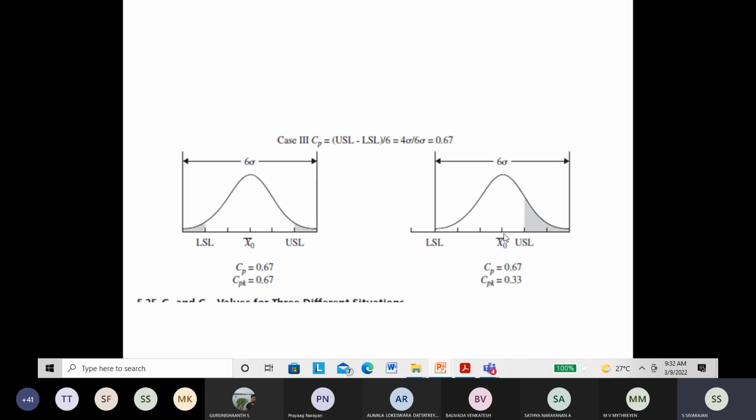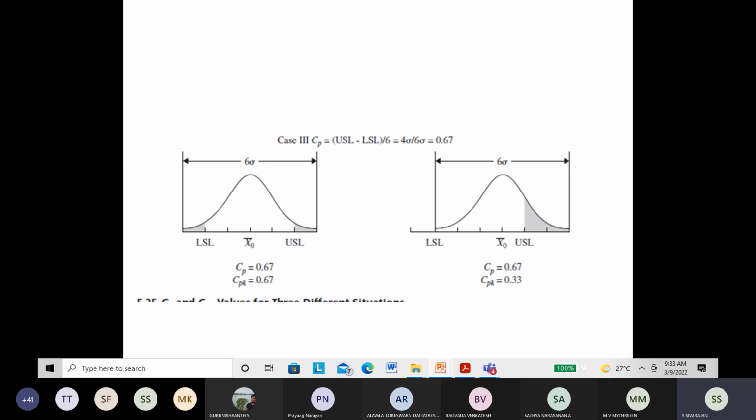Here in this case, only 1 sigma, 0.33. X naught to USL, 1 sigma by 3 sigma, 0.33. Here from the lower limit, 3 sigma by 3 sigma, 1. We have to take the lower value, 0.33. So this is case 3. But obviously we can see the specification limits. Outside the specification limits, we are having some distribution of points. The averages and control limits are coming outside the specification. Even without doing the analysis, we can tell that the process is not meeting the specification.